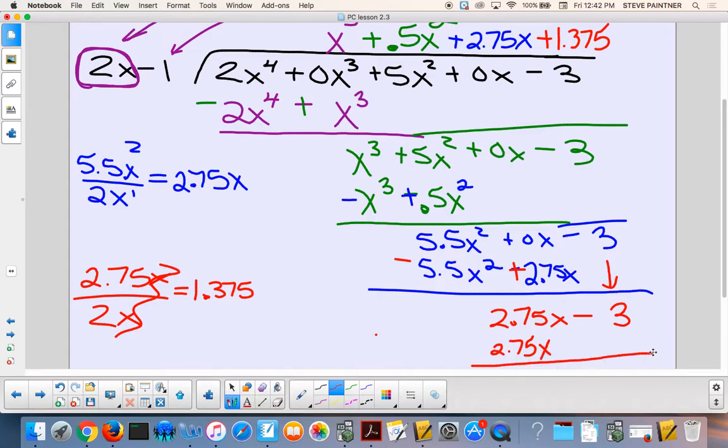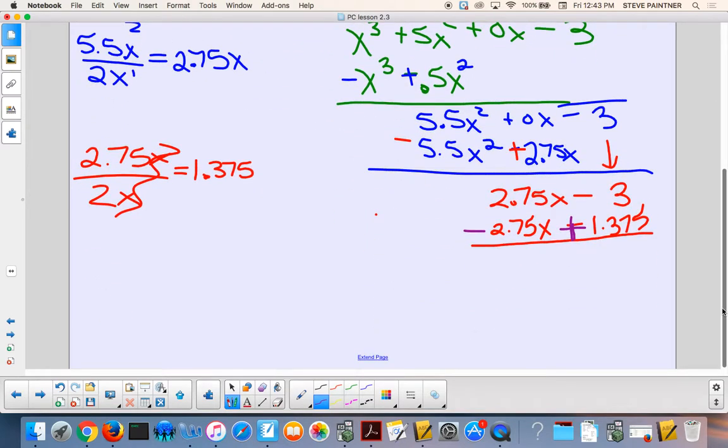And then 1.375 times negative 1 is negative 1.375. Change your sign. Negative, positive. Remainder. The difference in those is negative 1.625. And there it is. That's the remainder.